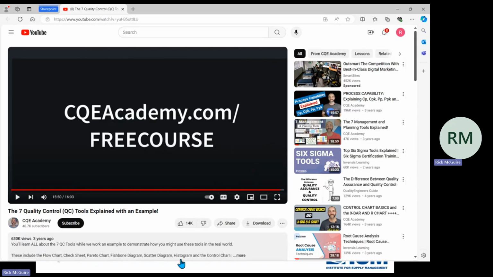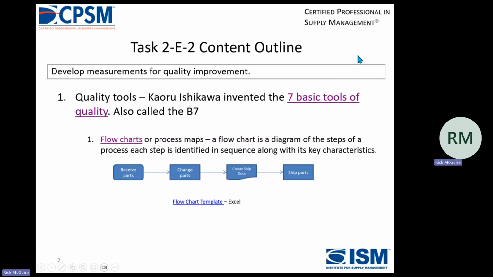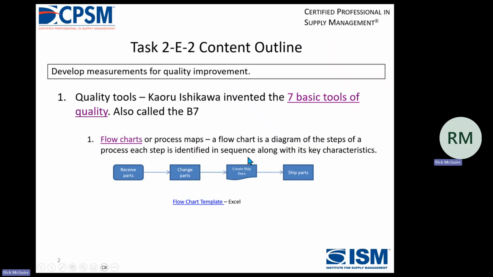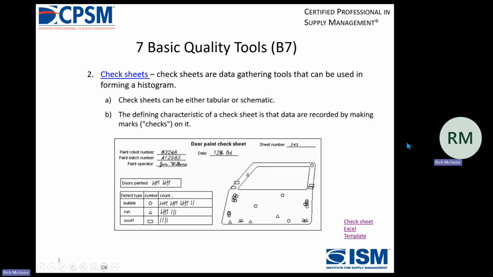All right, so that is the 7 basic tools. So we got flowcharts here. We got some templates, and ASQ, American Association for Quality, has an explanation on all these. It's the flowchart for Excel.